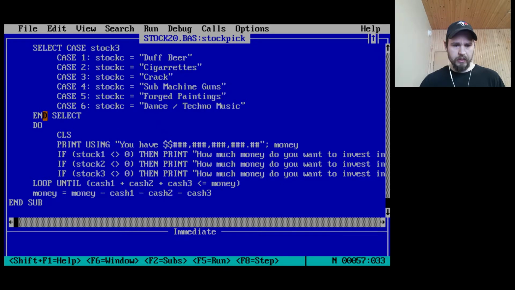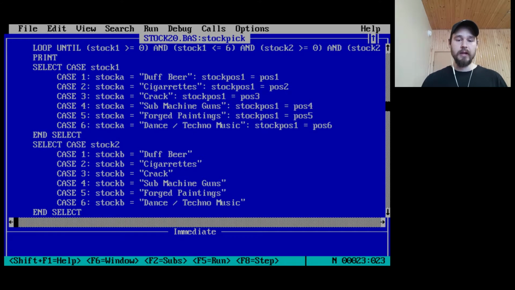So then we keep asking how much money do you want to invest in all your stocks until the cash from each one of them adds up to less than your money. So you have the amount of money that you said you wanted to invest. So, see, if stock 1 is not equal to 0, it seems to suggest I could have chosen 0, but I couldn't because I looped up here until it was, wait a minute, greater or equal to 0. Hey, that suggests I can choose 0.